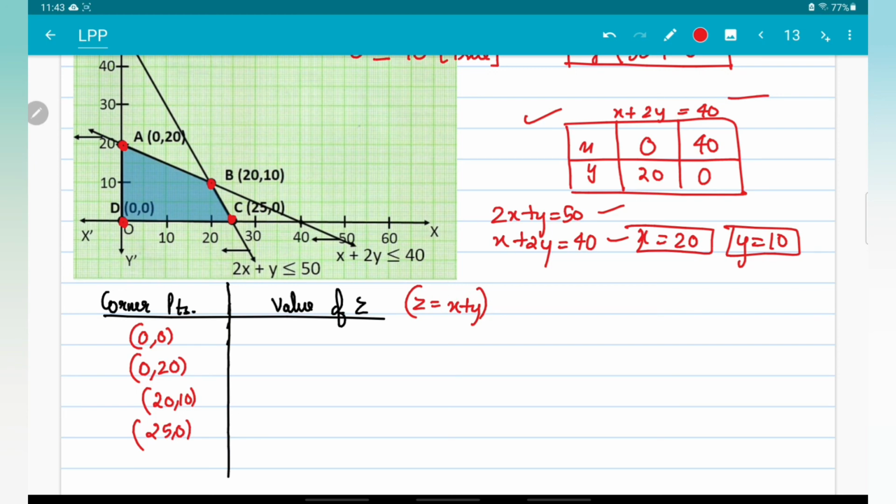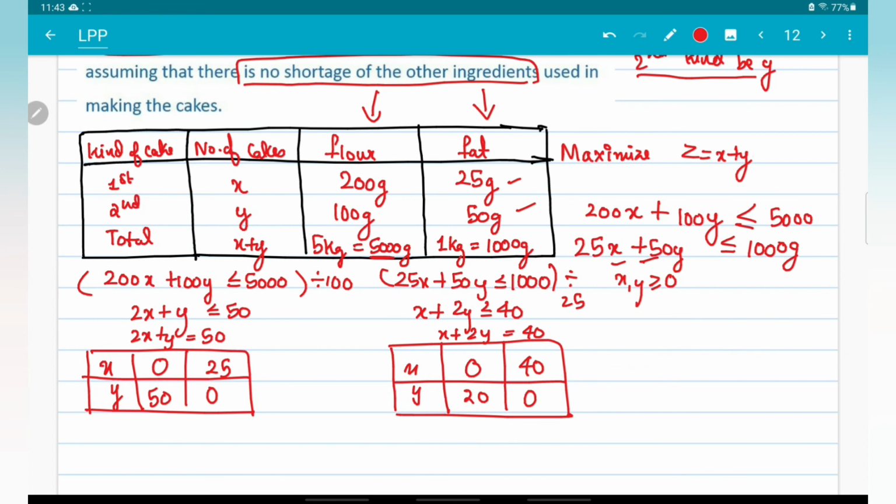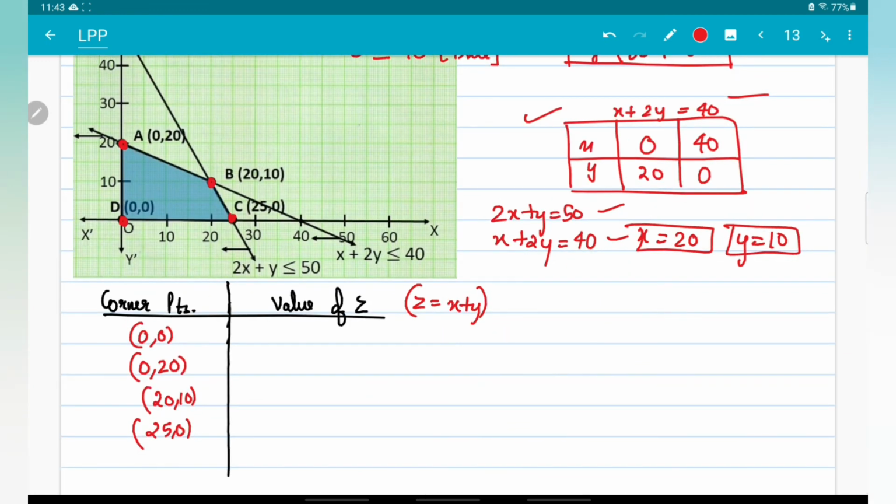Now our z was x plus y. You can see here our objective was maximize z, which is equal to x plus y. So when I find the value of z: 0 plus 0 is 0, then 0 plus 20 is 20, then 20 plus 10 is 30, then 25 plus 0 is 25. So now these are my values of z.